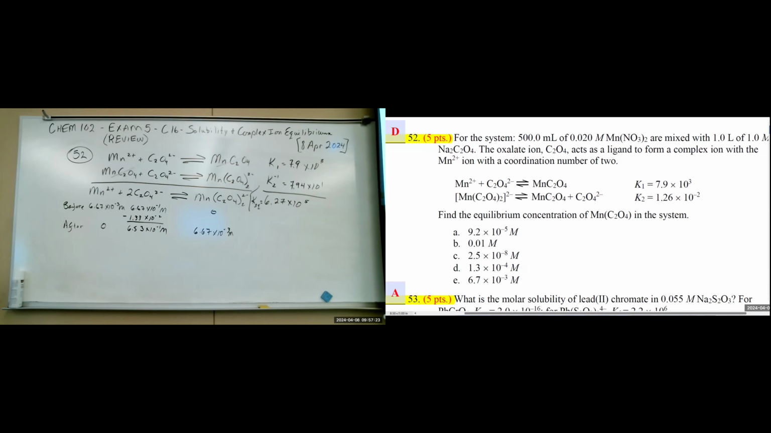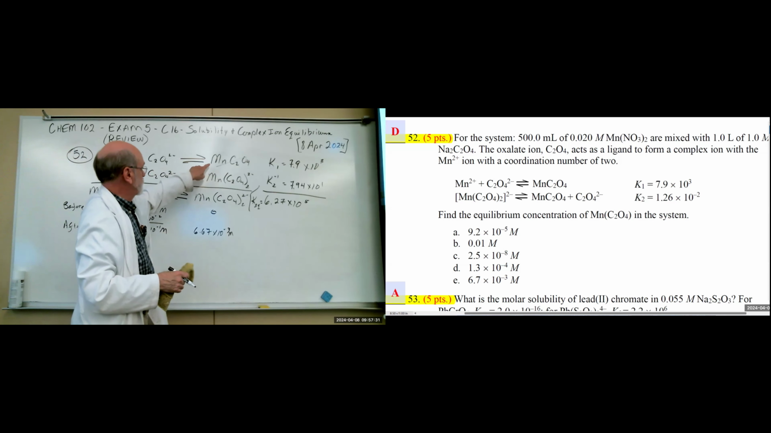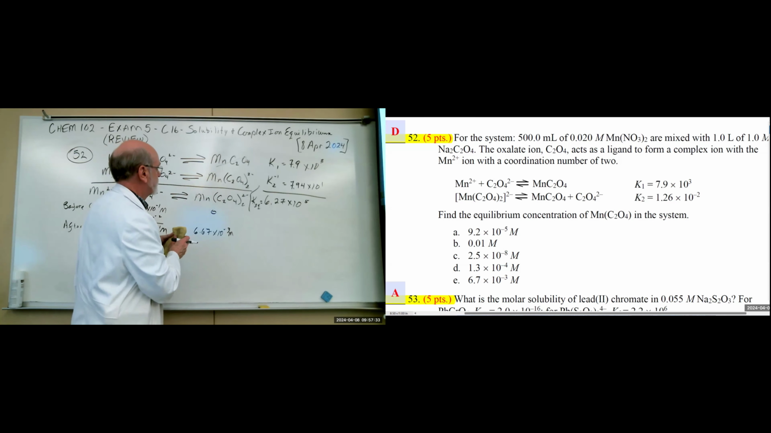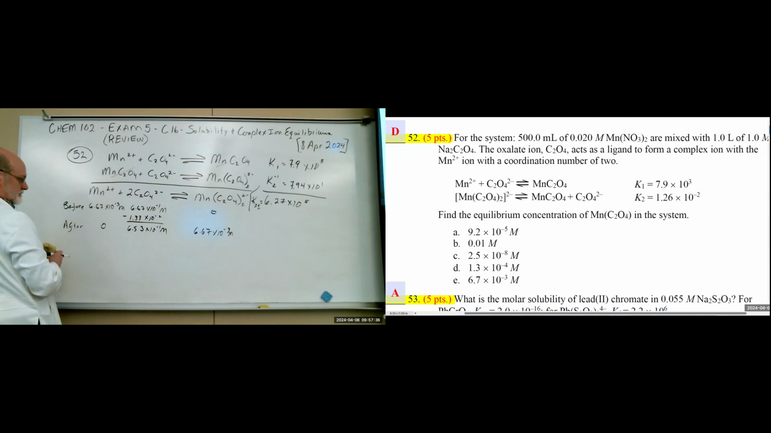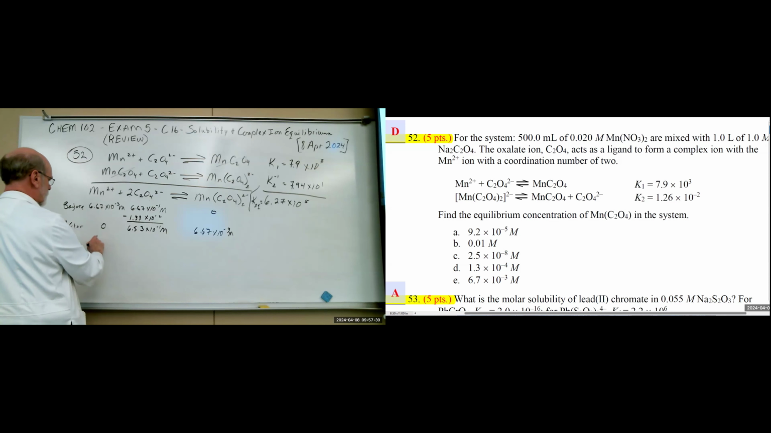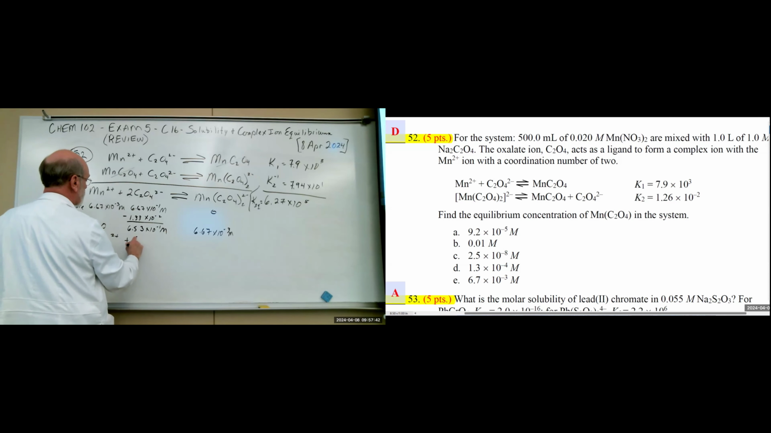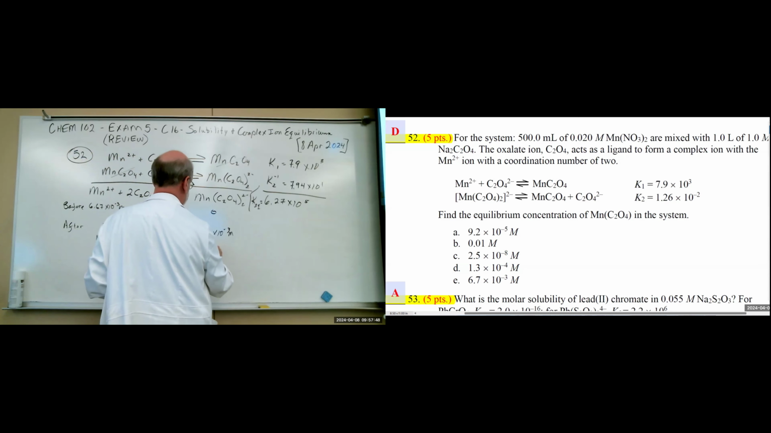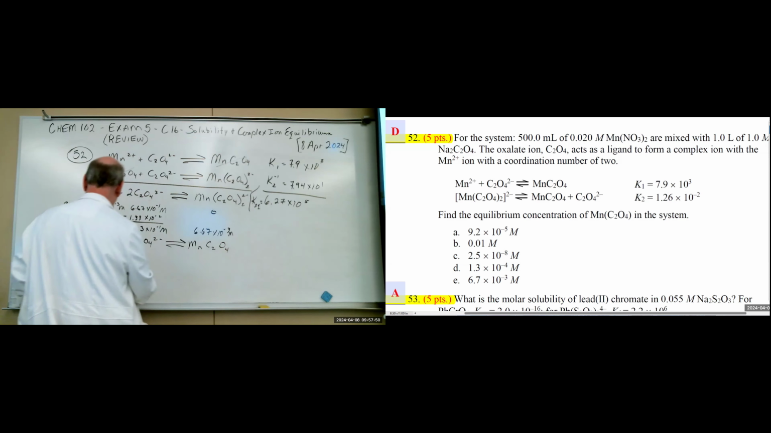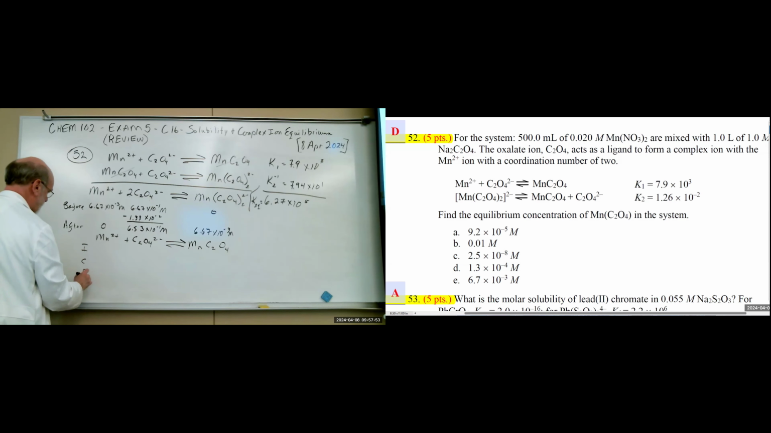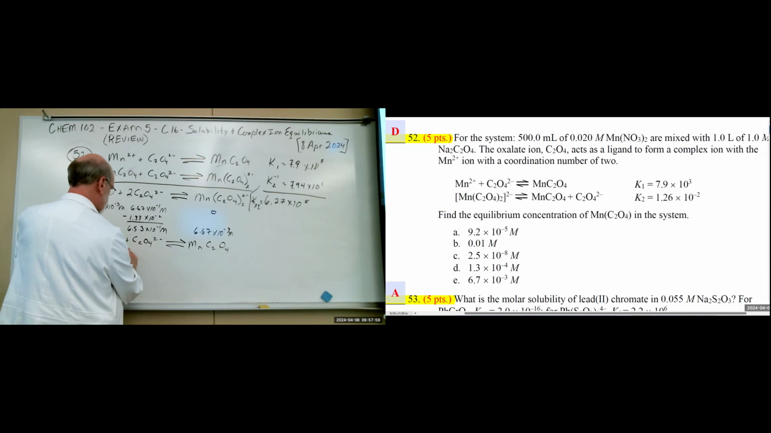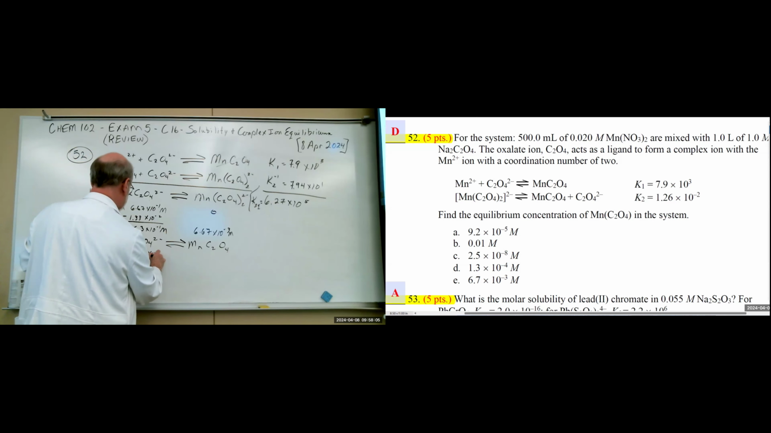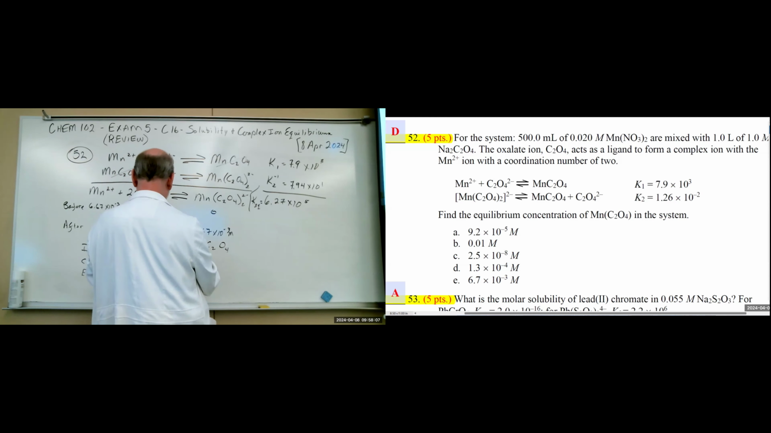We're looking for this one right here. So we have to use that equation. I think I got enough room to put it down here. Mn2+ plus C2O4 yields MnC2O4. Okay, so now we build our ice table. Initial concentration here is 0. Initial concentration here is 6.53 times 10 to the minus 1.